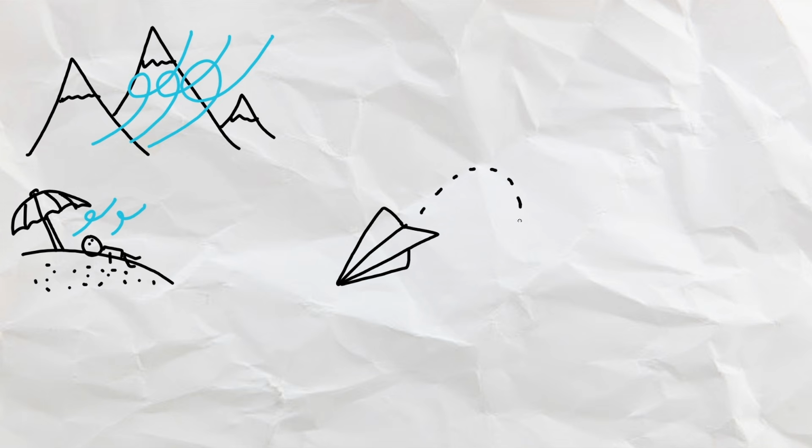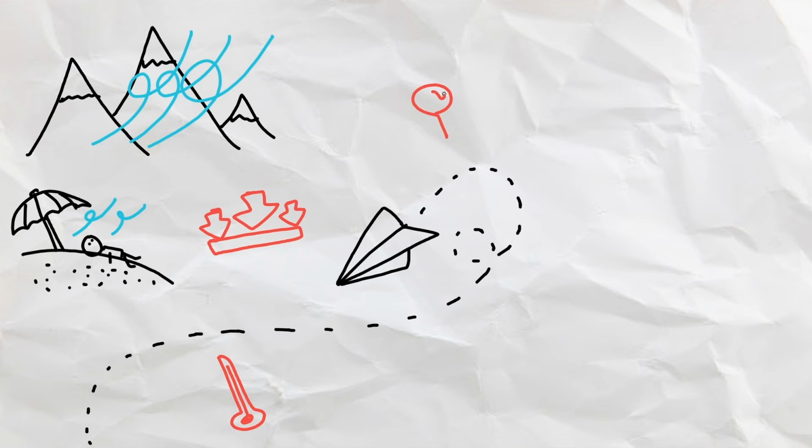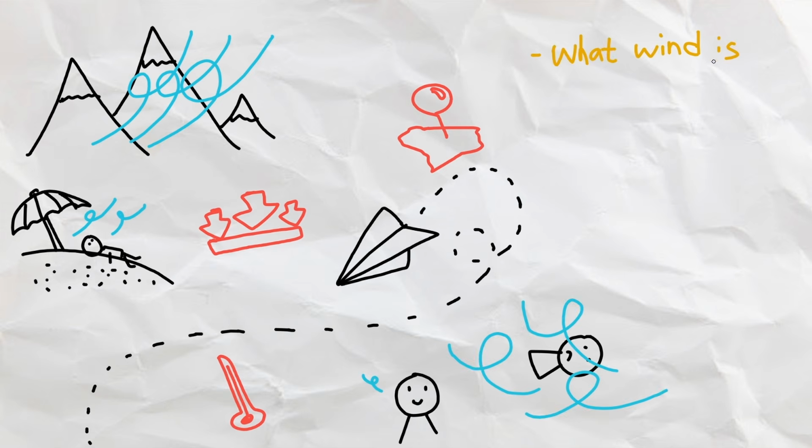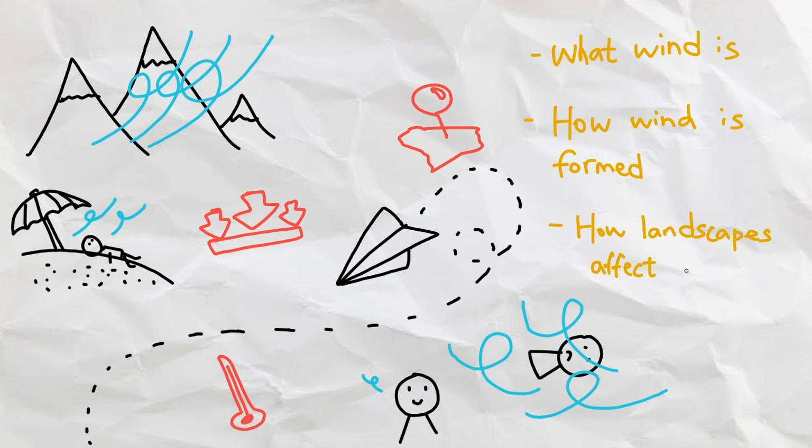From powerful gusts on mountaintops to ocean breezes on beaches, our environment is filled with wind. However, due to the temperature, pressure, geography, and many factors, wind can vary greatly in strength and patterns. So then, how are winds different in strength in different parts of the world? In this video, we will go over what wind is, how wind is formed, and how different landscapes affect wind.